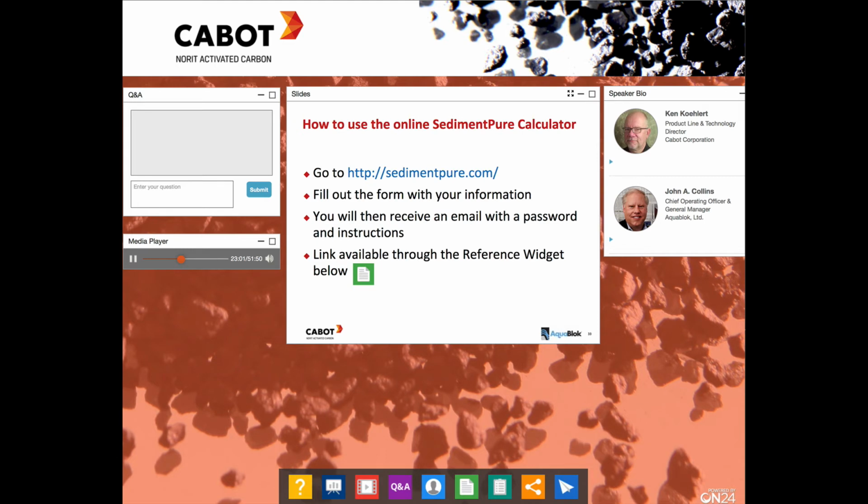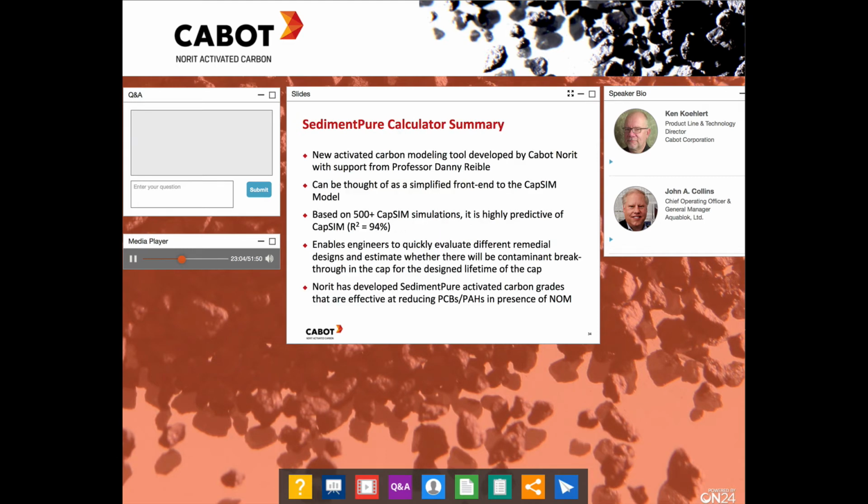To summarize, Cabot Norit developed an easy-to-use calculator that correlates very well with Danny Reible's rigorous CapSim model. The calculator tool enables engineers to quickly screen a number of cap designs and estimate the effect of 6 factors on contaminant breakthrough and cap design lifetime. Finally, Cabot Norit has developed sediment pure activated carbon in PAH and GAC forms. These carbons are effective in reducing PCBs and PAHs in the presence of natural organic matter.